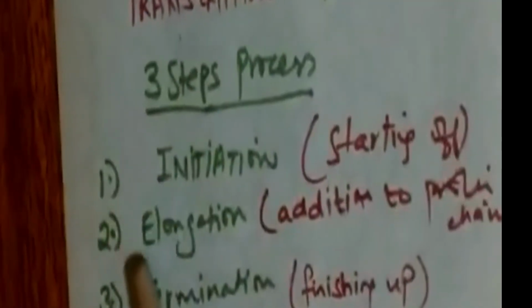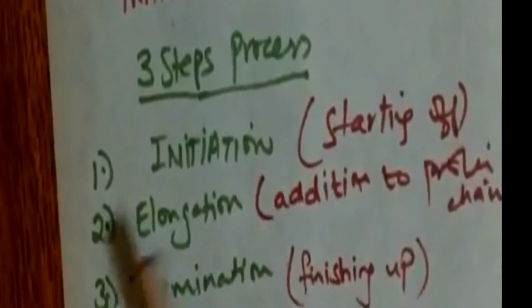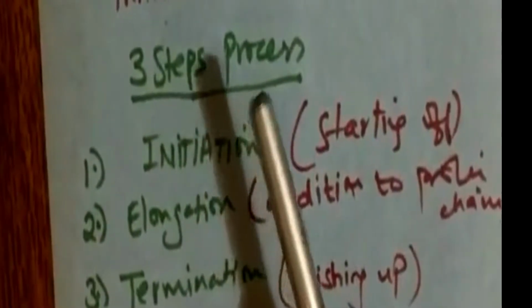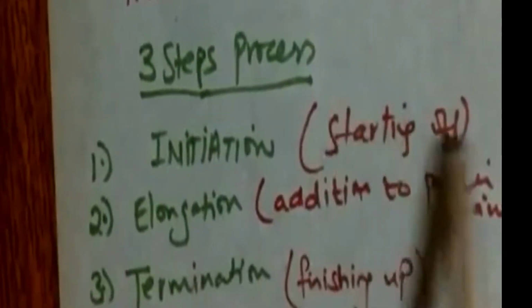The process of translation involves 3 steps. These 3 steps are similar to those in transcription. They involve initiation, elongation, and termination. Initiation is starting off, elongation is addition to the protein chain, and termination is finishing up the process.